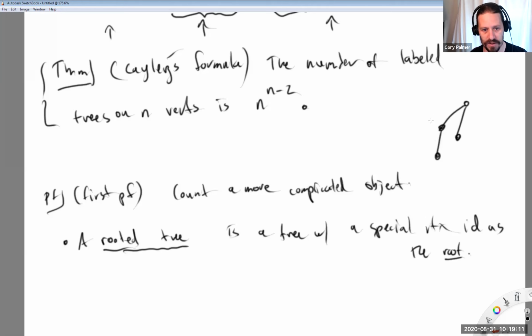So here, I'm going to do a capital R for the root. So that's the root of this tree. And I could draw the same tree over here, and I could say that's the root. These are 2 different rooted trees, right? It's the same tree and then the root.